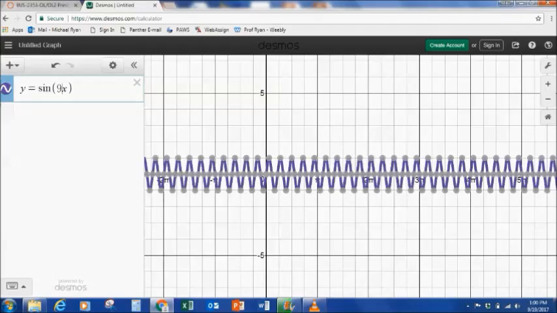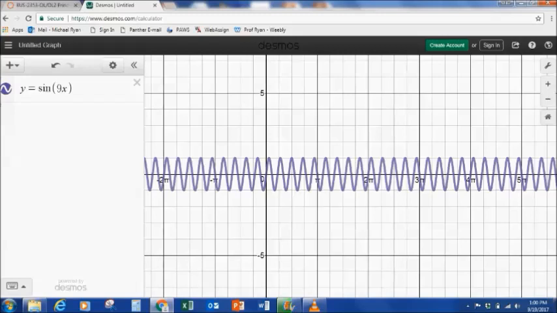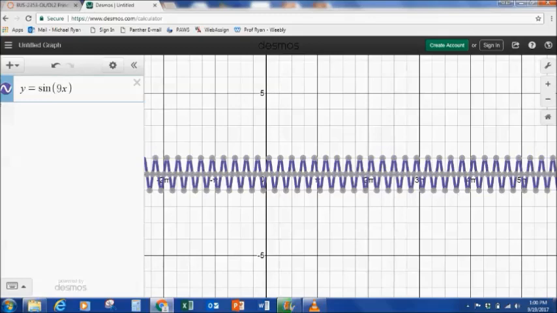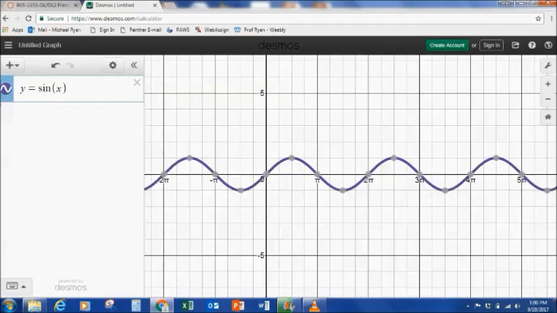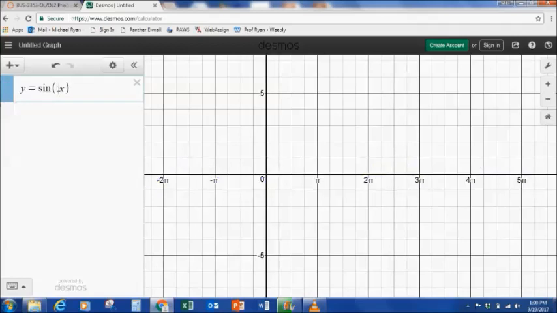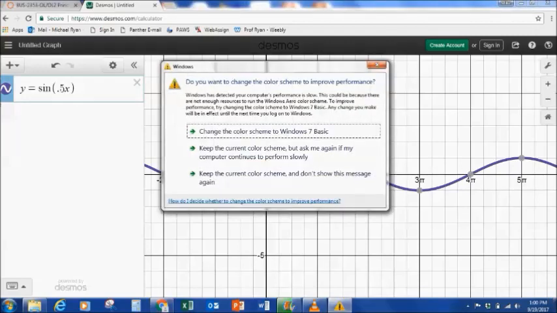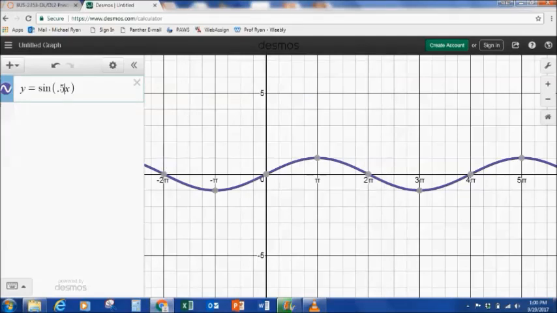And that's what happens when the number with the x, the number inside the parentheses, gets larger. Now, if I made it a number smaller than 1, if I put 0.5x, it would stretch out.